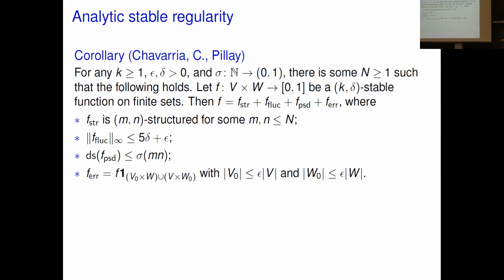The last one, the error term, also has small support, which isn't quite as small because it's in terms of epsilon, but I can tell you exactly what its shape is. It's just these nice boxes coming from the exceptional sets V0 and W0. It's really some kind of one-dimensional thing, not a two-dimensional thing, in some sense.